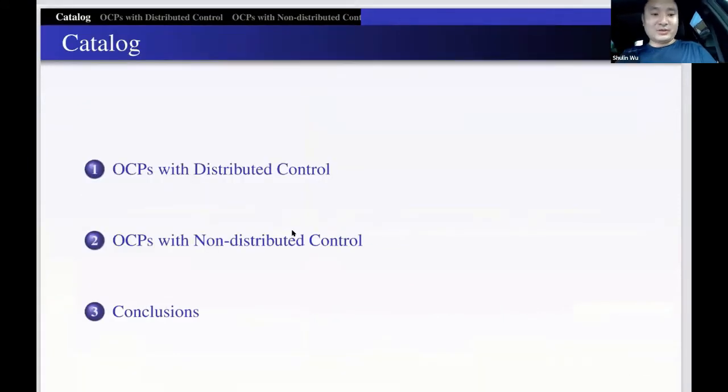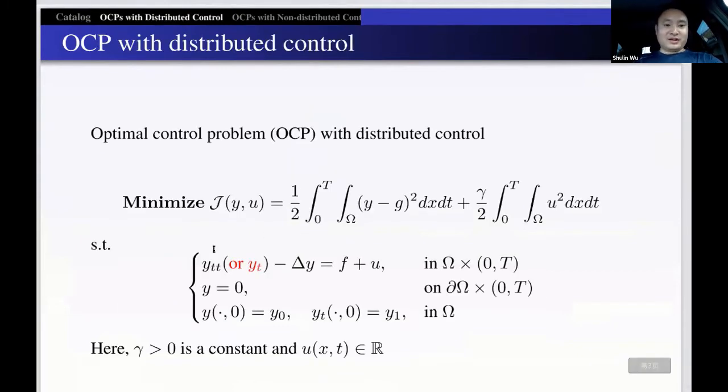Okay, so this is the schedule of my talk. I will talk about OCPs with distributed control and with non-distributed control. So this is the first part. I will consider this kind of problem. I try to minimize this function subject to this kind of PDEs, hyperbolic or parabolic, both are okay.